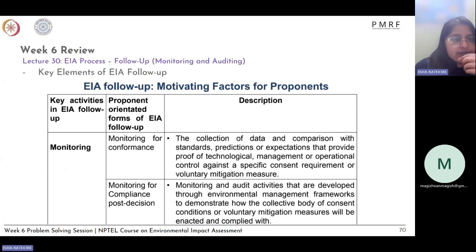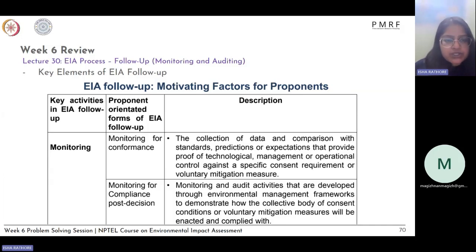Moving on to lecture 30, we looked at the EIA follow-up process, that is monitoring and auditing. So monitoring is done for conformance or for compliance post decision. Monitoring for conformance is done for the collection of data in comparison with standards, predictions, or expectations that provide proof of technological management or operational control against a specific consent requirement or voluntary mitigation measure.